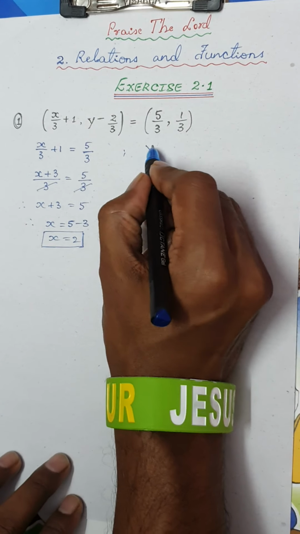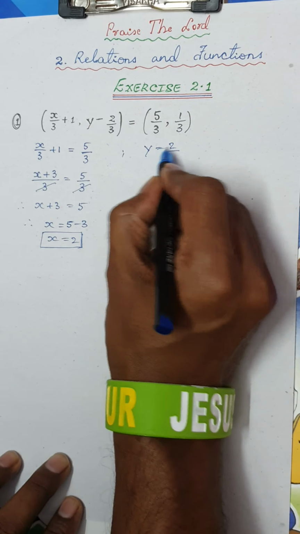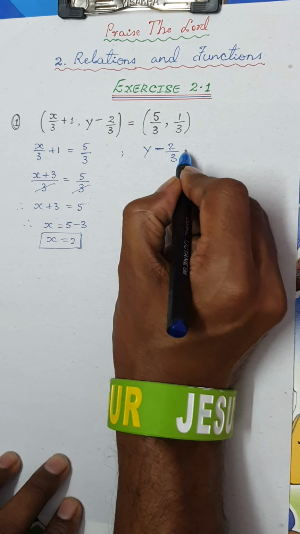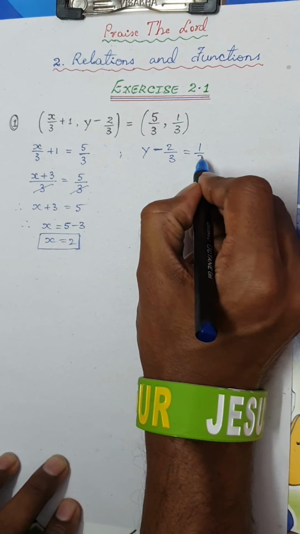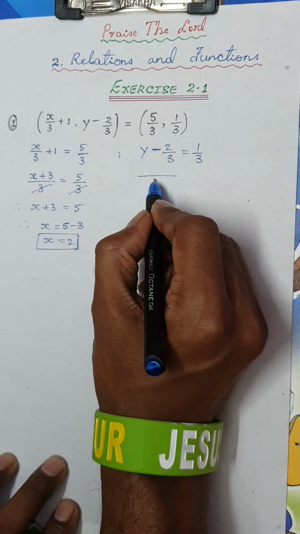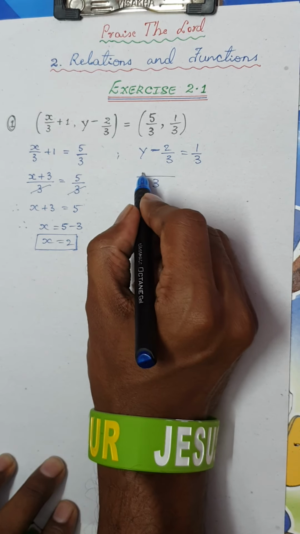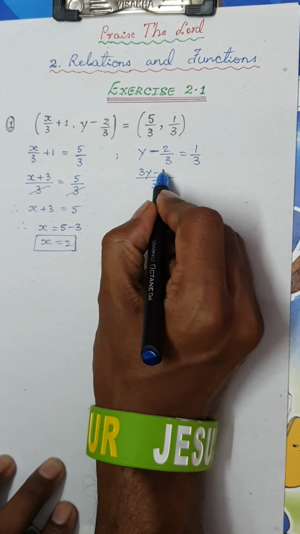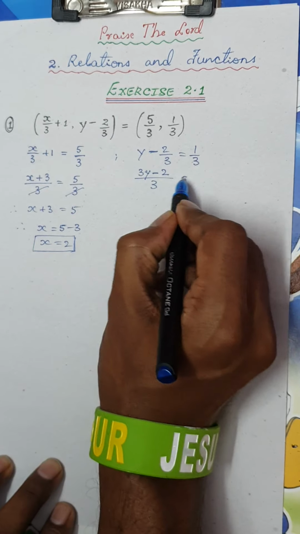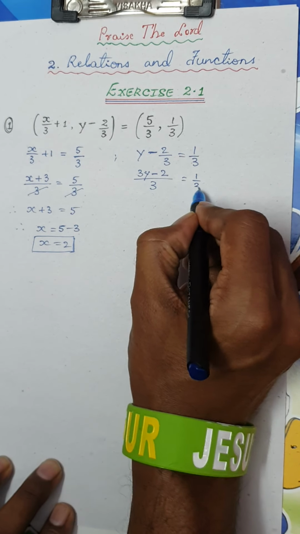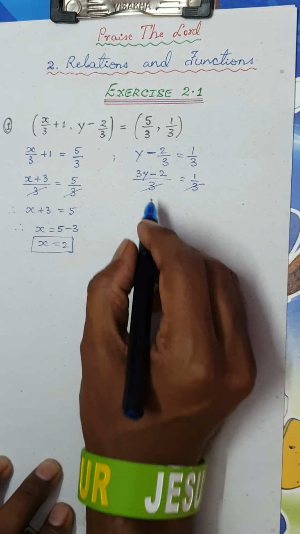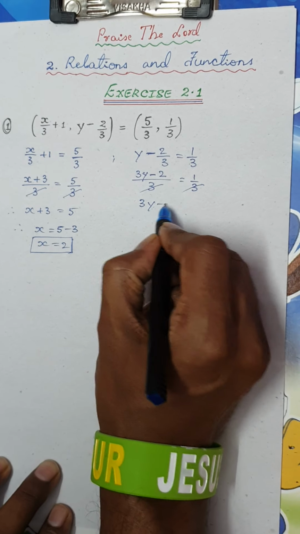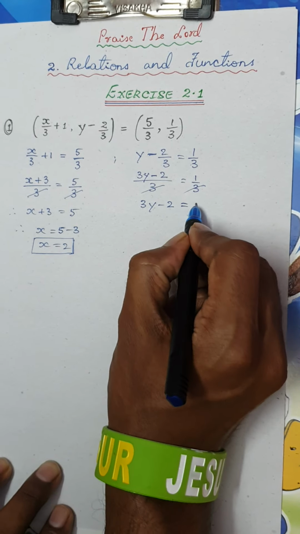So now you take separately, this is my y - 2/3 is equal to 1/3. In the same way, let's take the LCM. LCM will be 3. If you cross multiply, you will get 3y - 2. This is equal to 1/3. Similarly, 3 and 3 get cancelled. You will be left over with 3y - 2 is equal to 1.